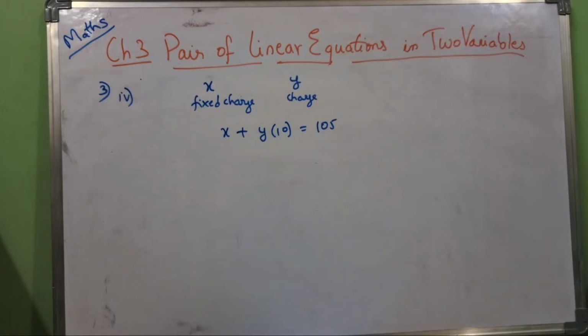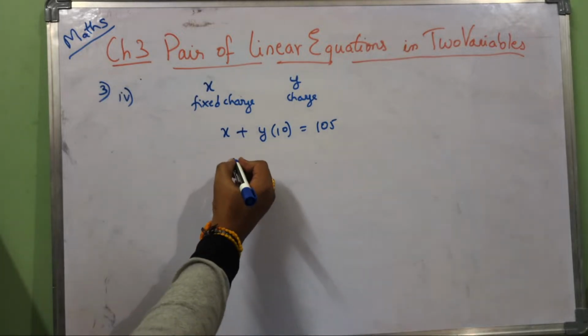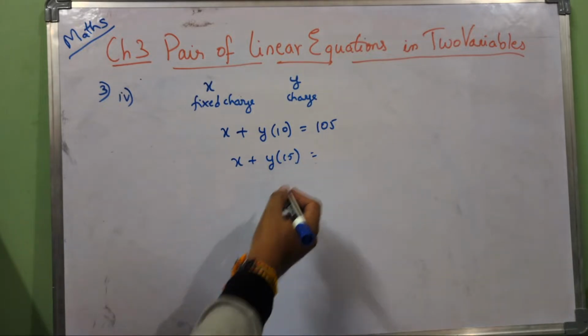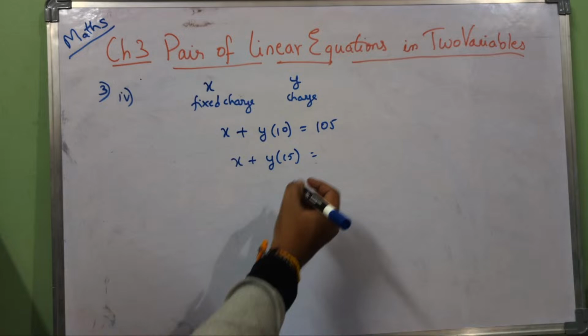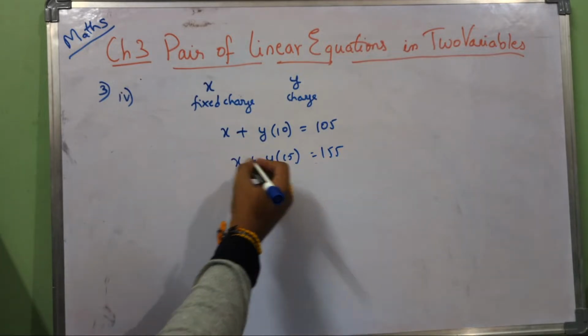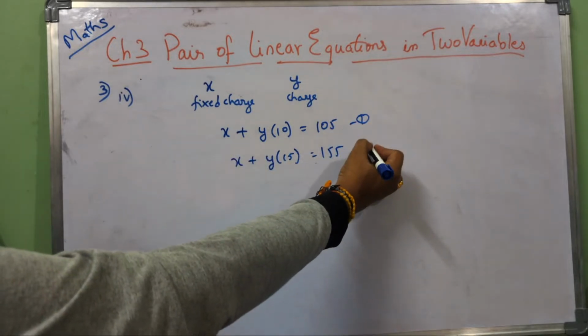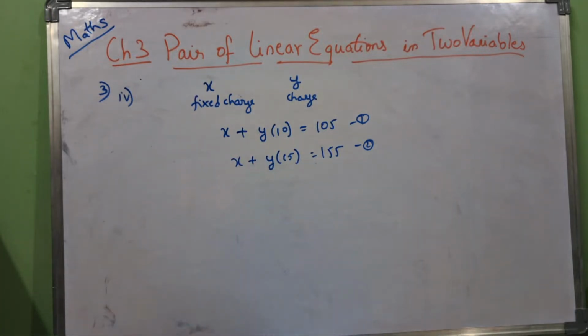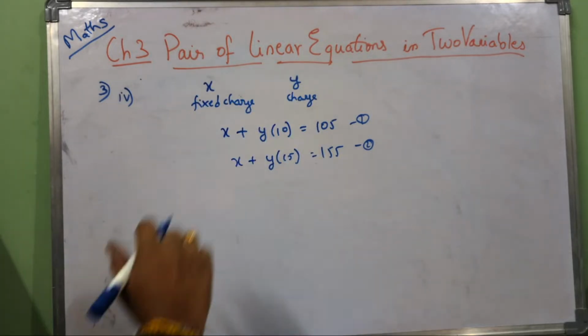That the charge paid is 105, and for a distance of 15 kilometers, we have another equation as well, where the charge became 155. So you have two equations, one for 10 kilometers, one for 15 kilometers. So what are the fixed charge and the charge per kilometer? They are asking these two.